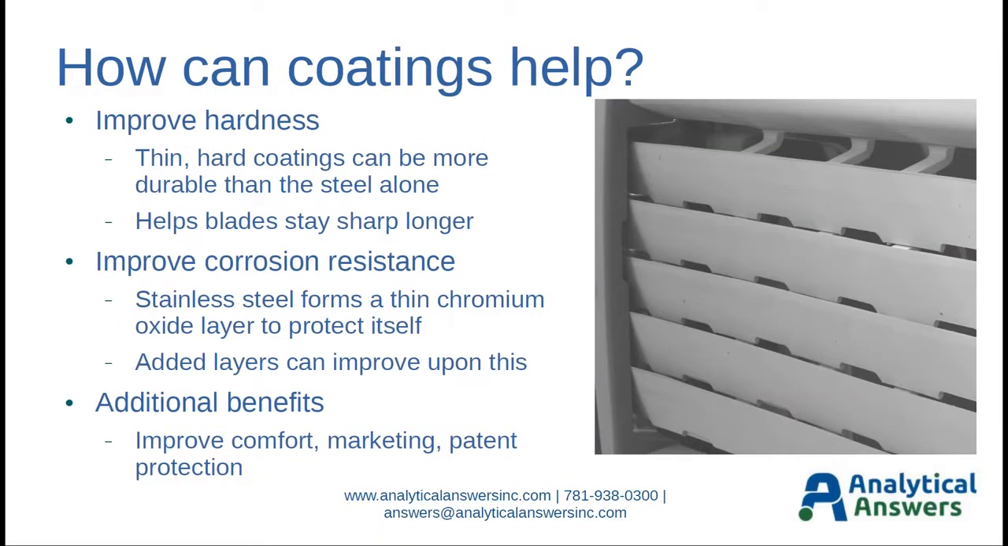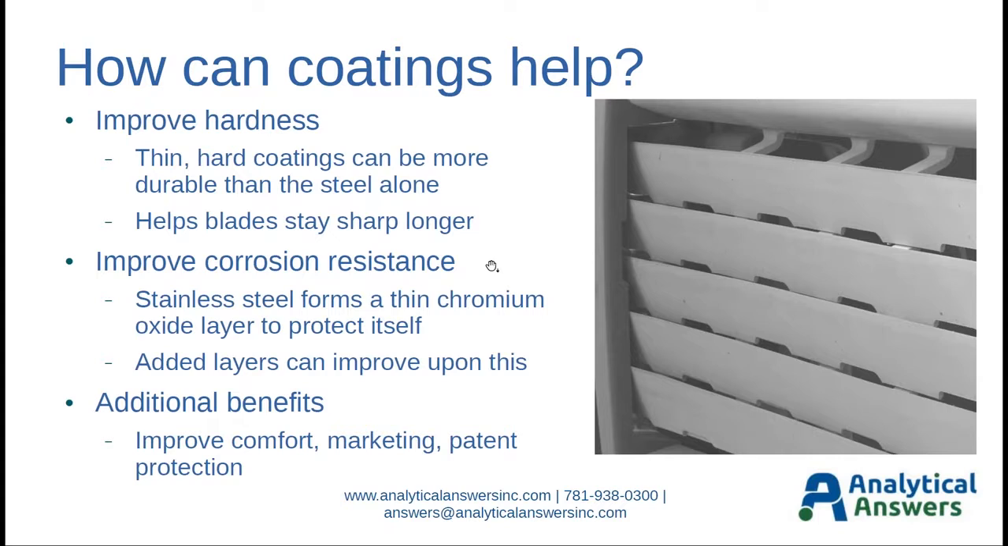So how can coatings help? Well, one thing we could do is improve the hardness. Like I said, if you try and make it too hard, you're going to be brittle, and you might lose corrosion resistance. So in order to improve the hardness, you can add some thin, hard coatings, which will be more durable than the steel by itself. And of course, that'll make the blade stay sharp longer.